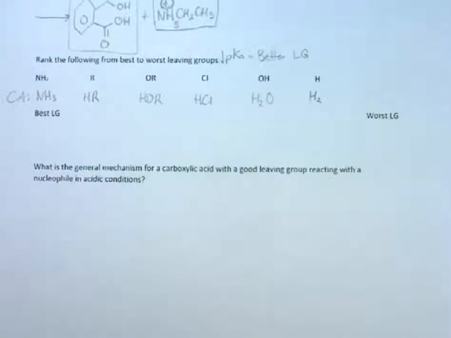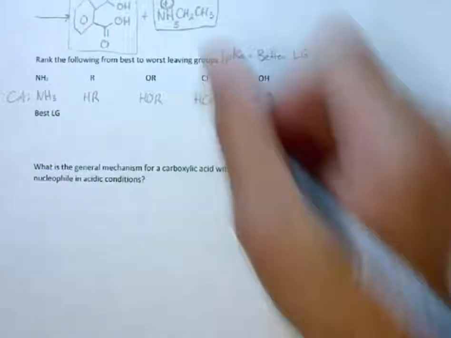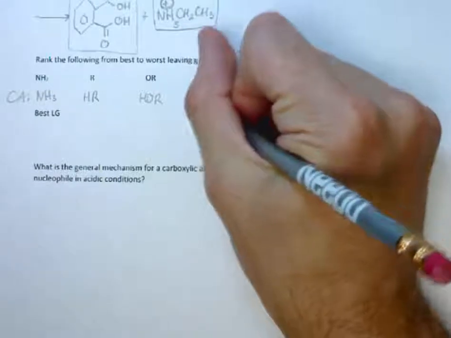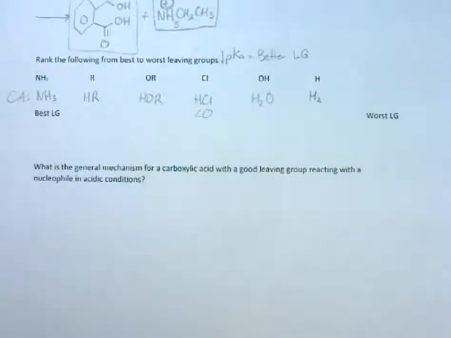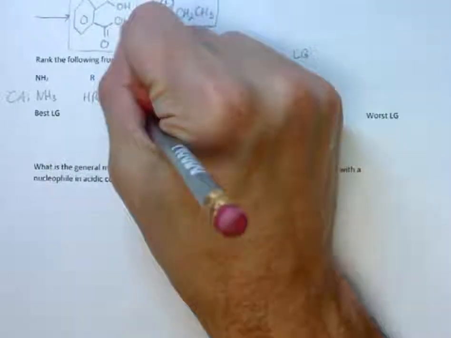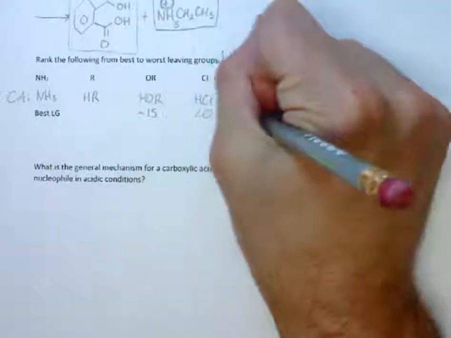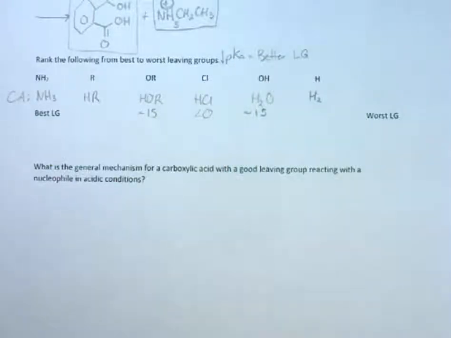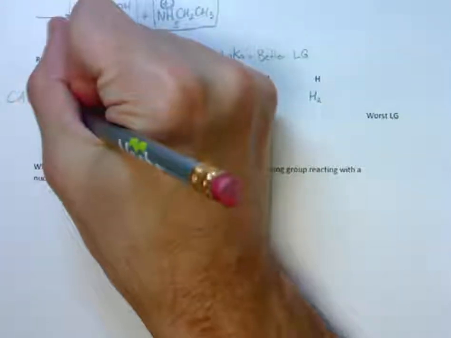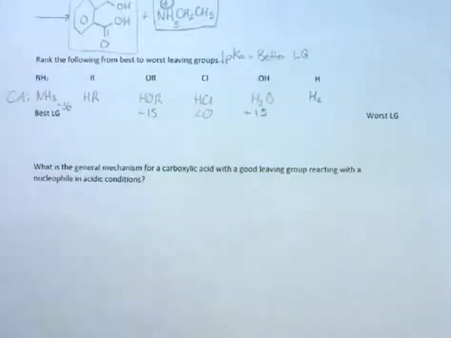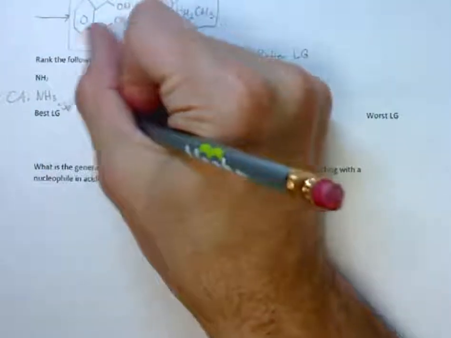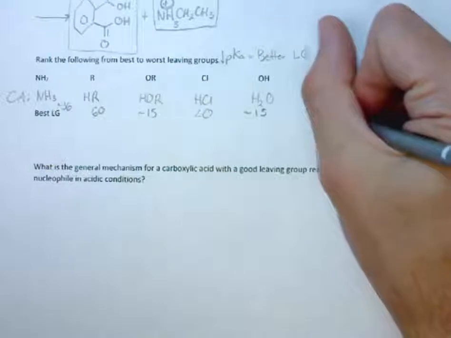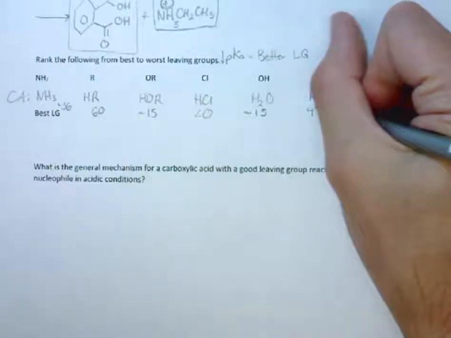If we are to rank the pKa's, HCl has a pKa of less than 0. The 2 oxygen compounds have a pKa around 15. Ammonia has a pKa around 36, HR has a pKa of around 60, and H2 has a pKa of 40.